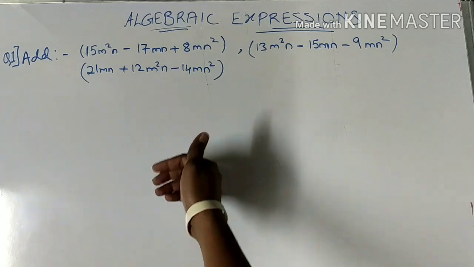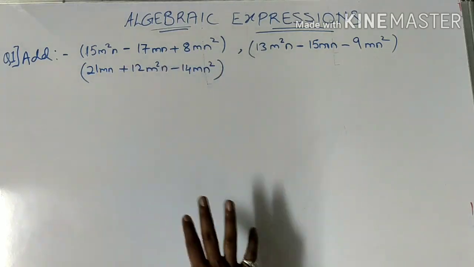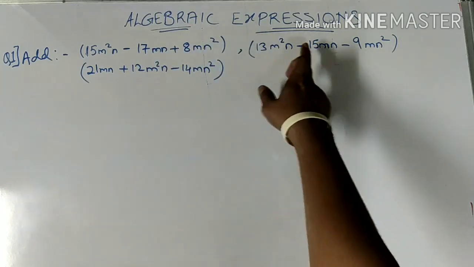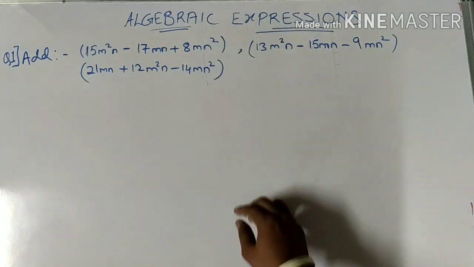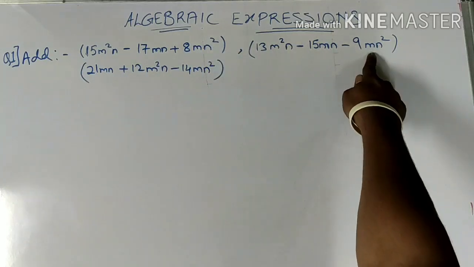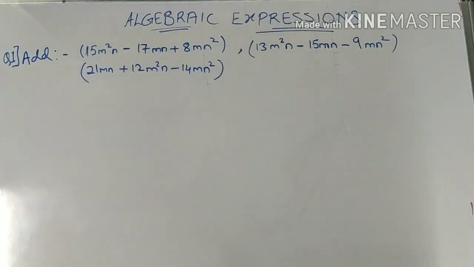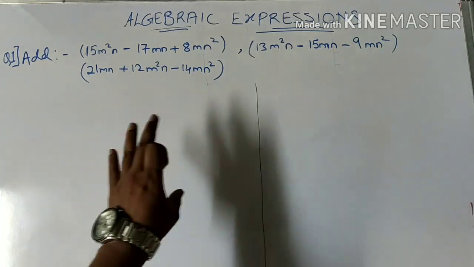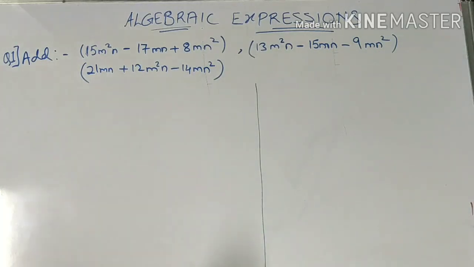Over here, why am I mentioning subtraction? Because of the negative sign. Okay, 17mn, minus 17mn, minus 15mn, and plus 21mn. 8mn square minus 9mn square minus 14mn square. So we need to operate only on these like terms, so we need to first arrange them. We have 2 methods to do it, one is vertically and the other is horizontally. So we'll work it out with both the methods in this sum.